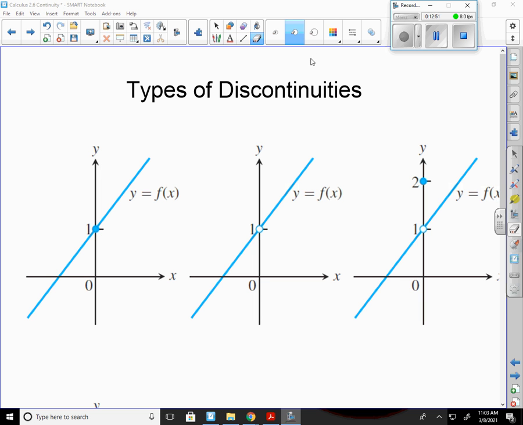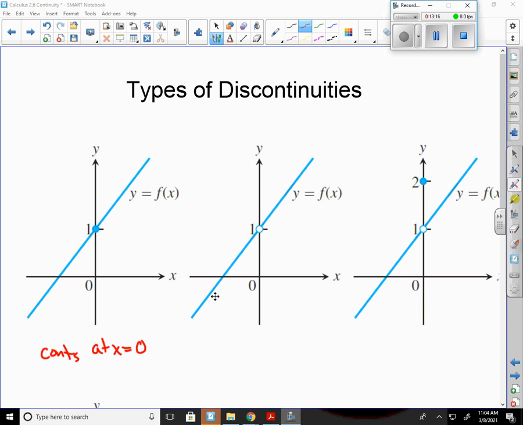So there are multiple types of discontinuities, and I want to walk through some of those right now to finish class. So the first one, this one, is a continuous function. It's continuous at x equals 0, specifically because the point is filled in. So this is continuous at x equals 0.